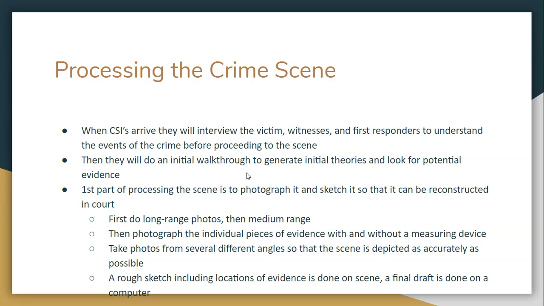So when the crime scene investigators arrive, they will interview the victim and the witnesses and the first responders to understand the events of the crime before they get on the scene. Then they will do an initial walkthrough to generate theories and look for potential evidence. Then the scene has to be photographed and sketched so that it can be reconstructed. They do long-range photos, then they do a medium-range photo, and then they will photograph the individual pieces of evidence with and without a measuring device. They will also take photos from several different angles so the scene is depicted accurately, and then they'll go in to do the rough sketch of the crime scene.